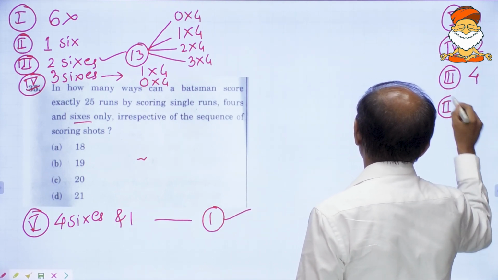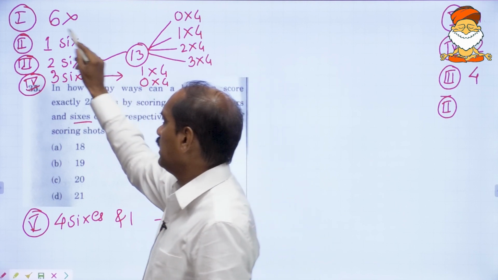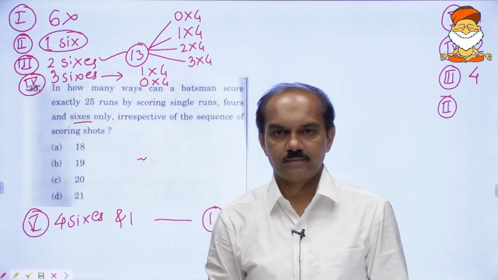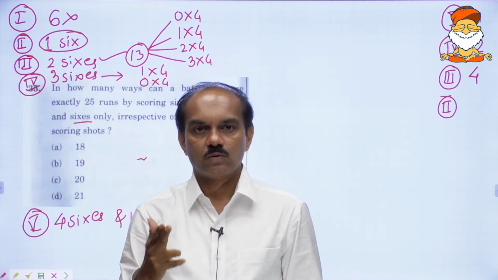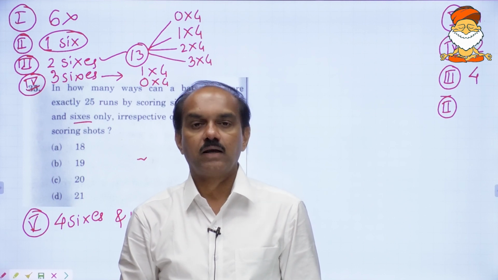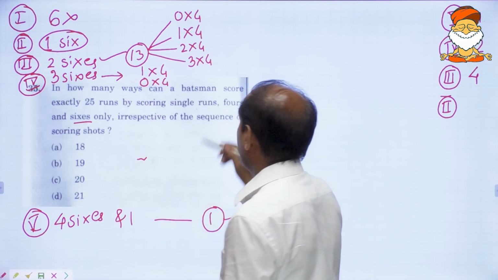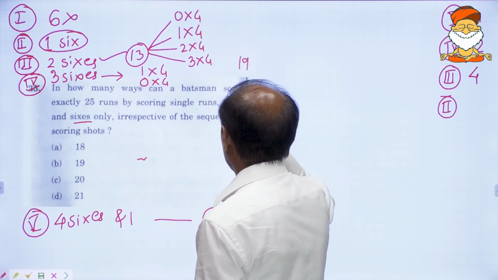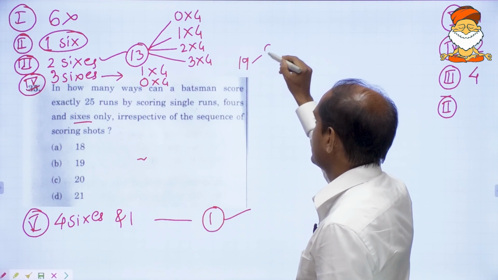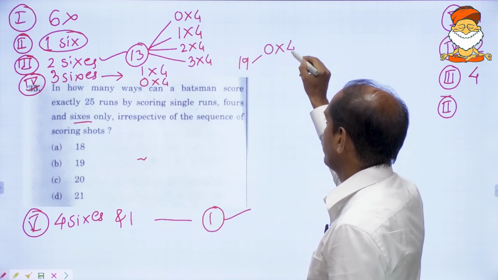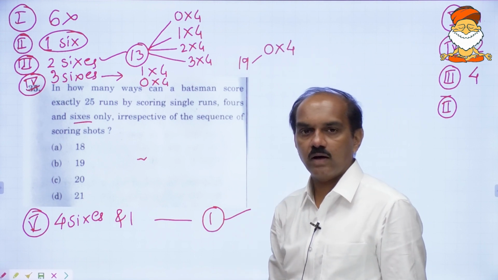Now let us go to case number 2. He has hit only 1 6. Out of 25, 1 6. Meaning remaining 19. How can he score? Remaining 19. 0 boundary. Yeah, 0 boundary. All 19 singles only.